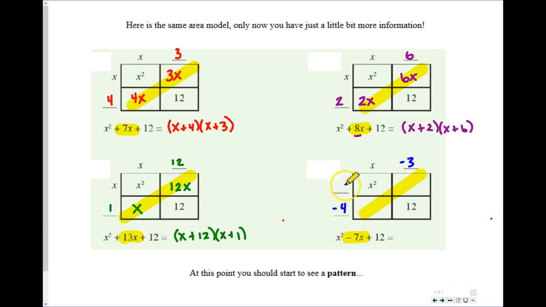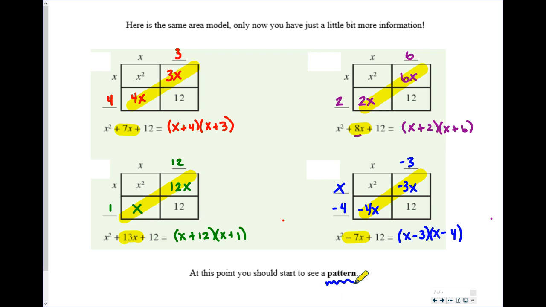I also have this thing missing right here. To get x squared, I know this has to be x. So I'm going to put -4x here and -3x here. So I know that my two binomials are x minus 3 and x minus 4. So at this point we should see a pattern. I've mentioned it a couple times.